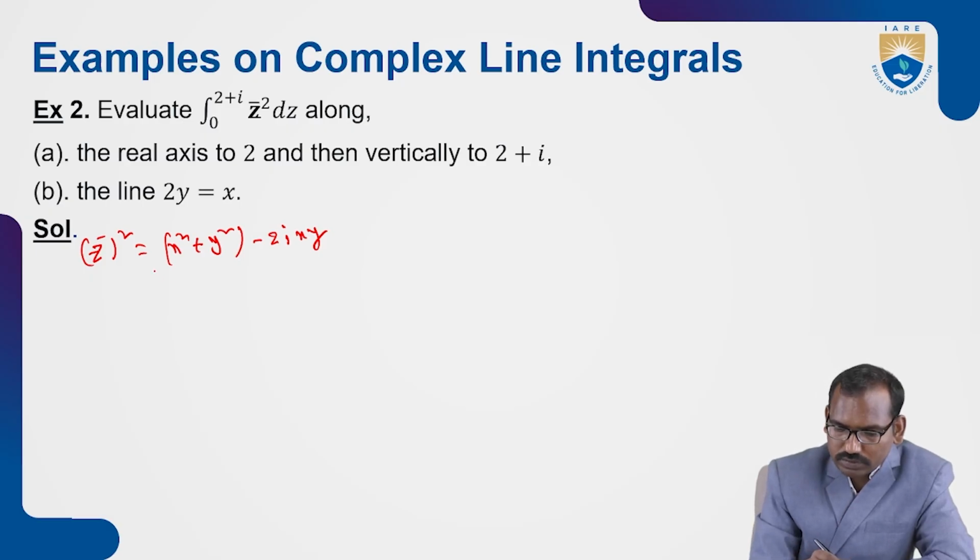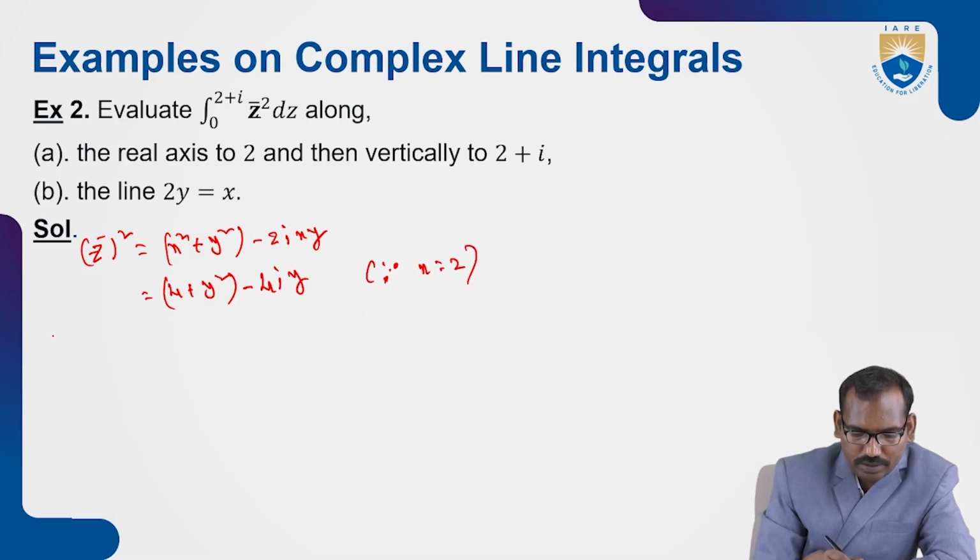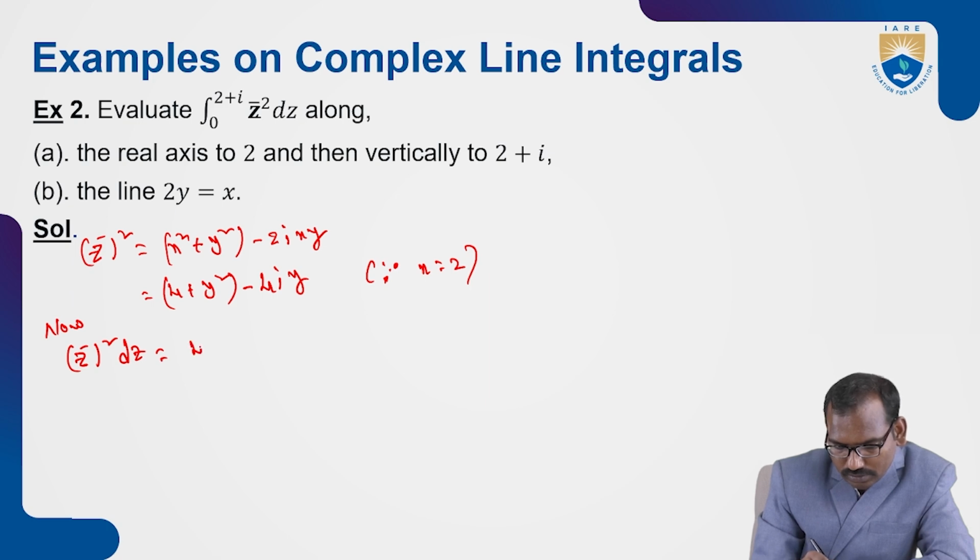So on the curve x is equal to 2. It is 4 plus y square minus 4i y. Since the x value is 2, that's fine. Now we calculate z bar whole square dz, where z bar squared is 4 plus y square minus 4i y.